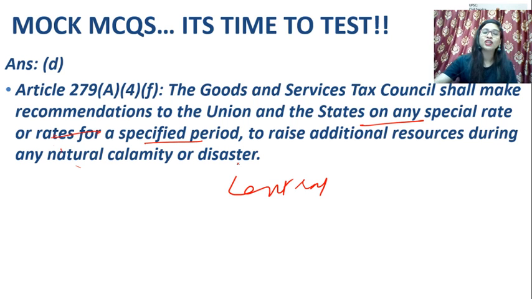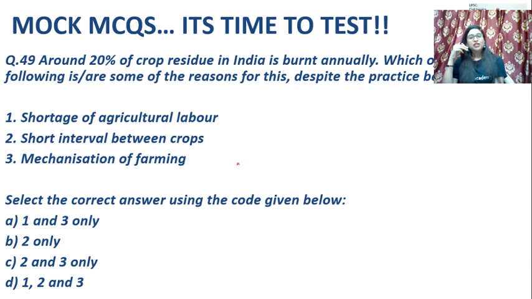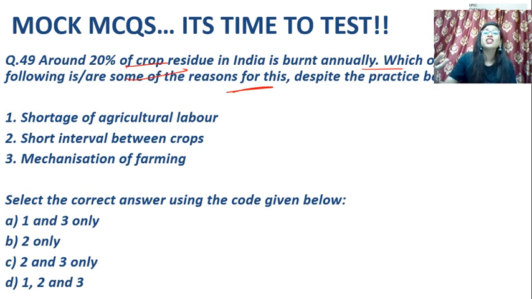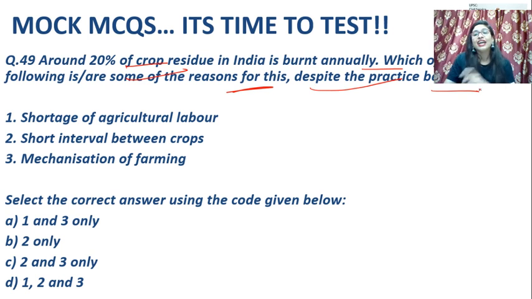So yes, moving on to the next question. The 49th question of today's session is: around 20% of crop residue in India is burnt annually. That is true, right? So which of the following is or are some of the reasons for this? Why are we burning this crop residue in our country? Despite the practice being banned, still around 20% of crop residue in our country is burnt every year. What could be the reasons?